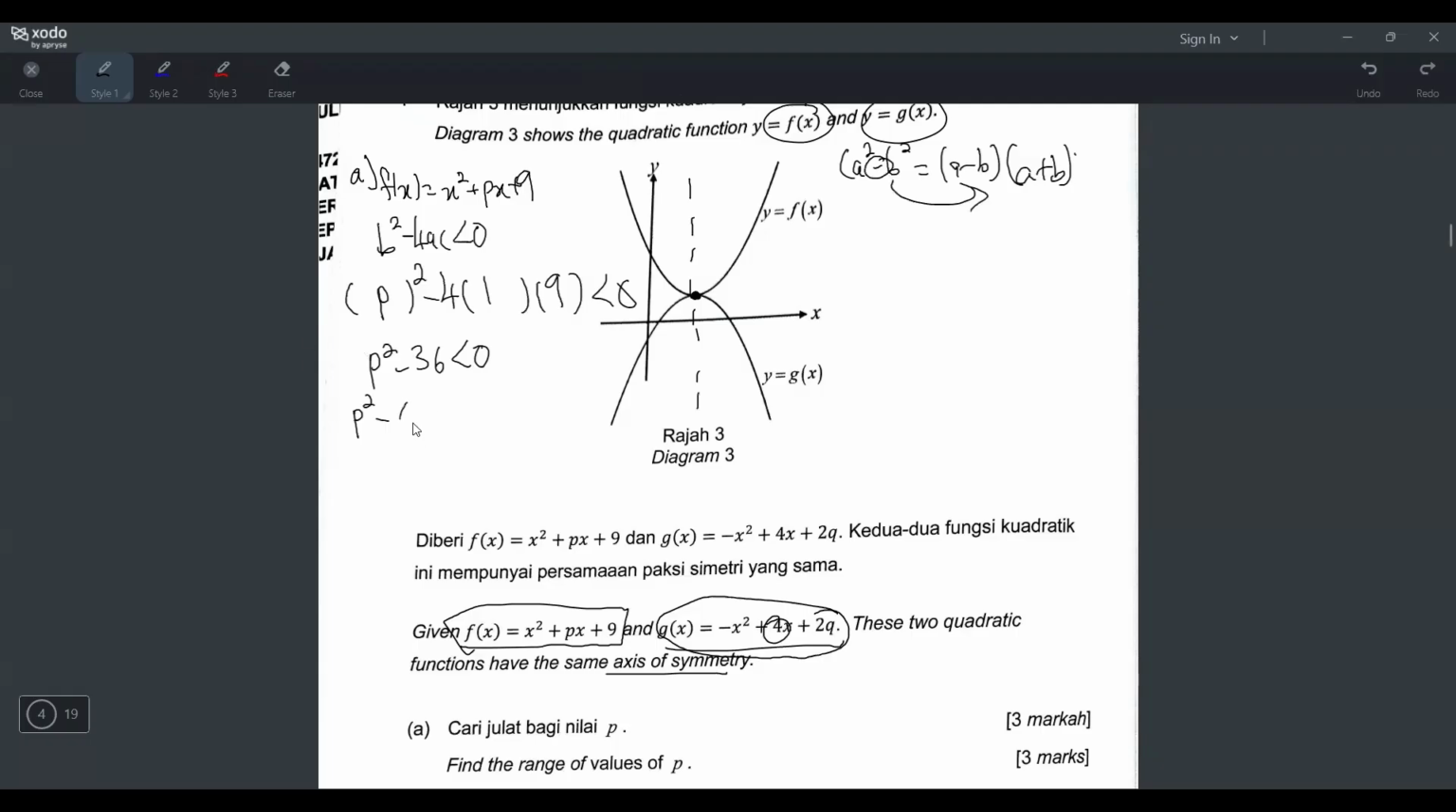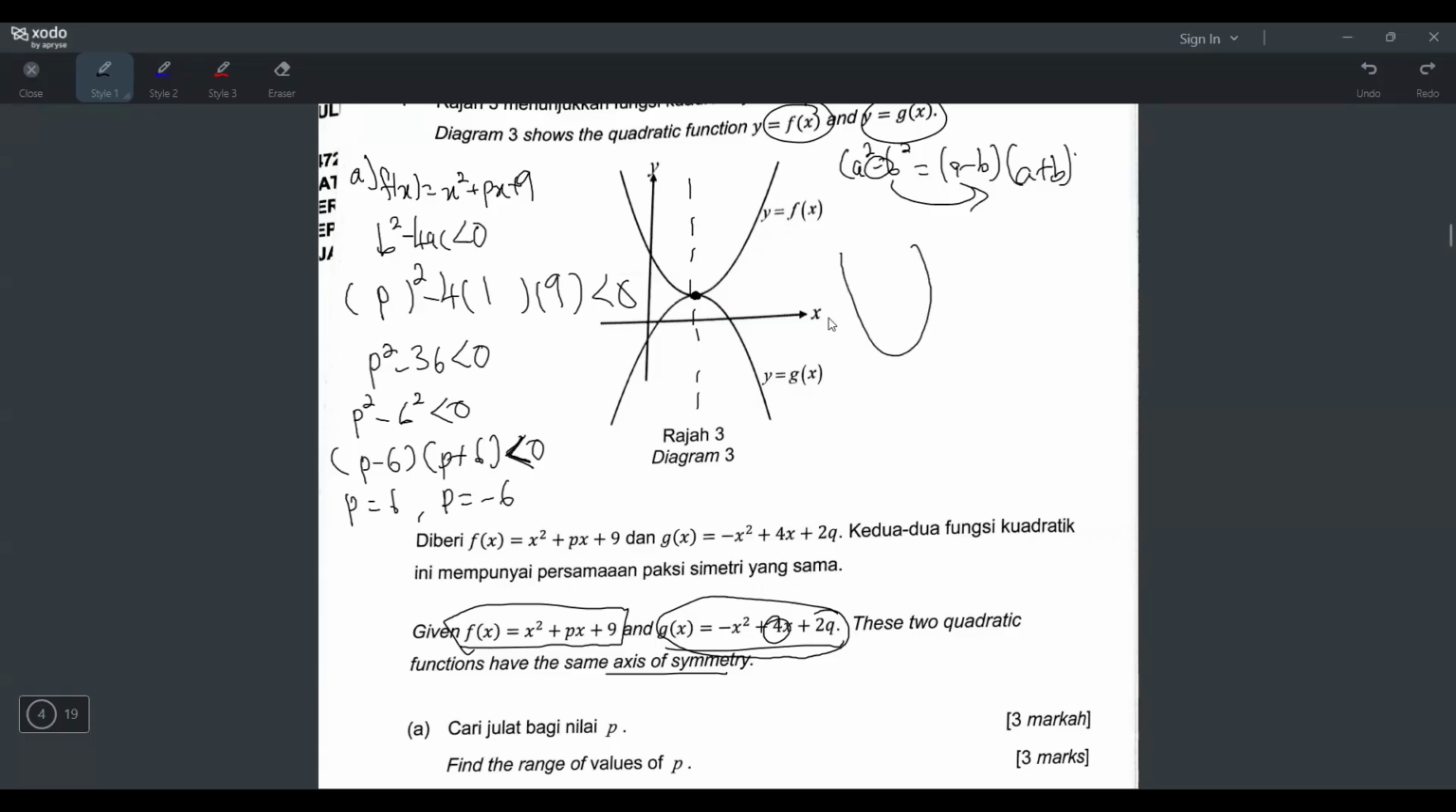So the minus 36 becomes 6 squared, smaller than 0. Now it becomes P minus 6, P plus 6 smaller than 0. So your P equals 6, your P equals negative 6. But this one is smaller, right? But don't look here is smaller and then also change to smaller here. Wrong. The correct way is you have to use the graph sketching method.